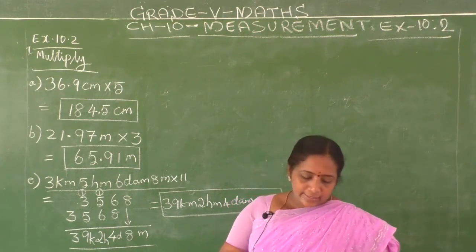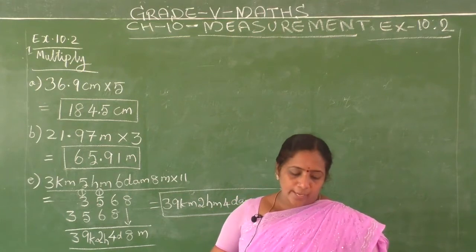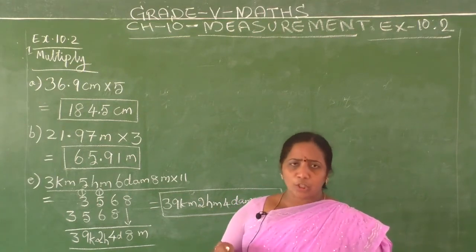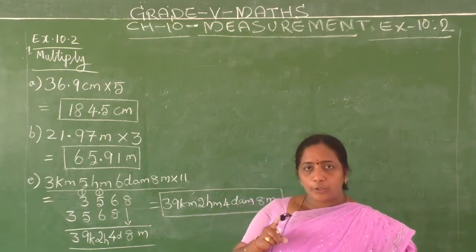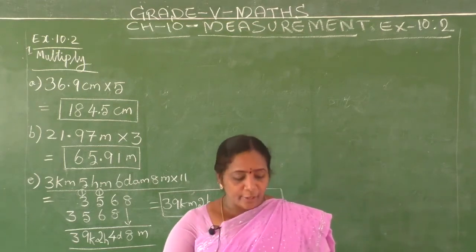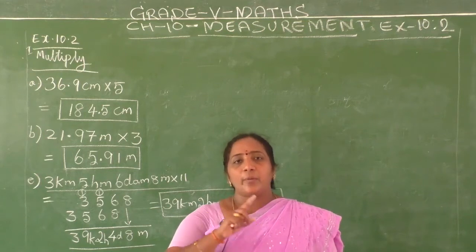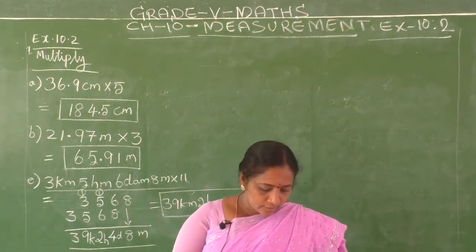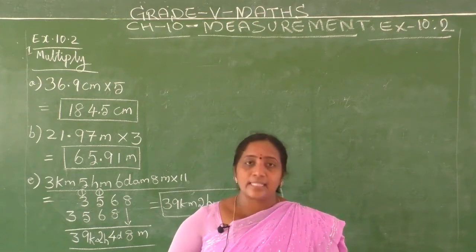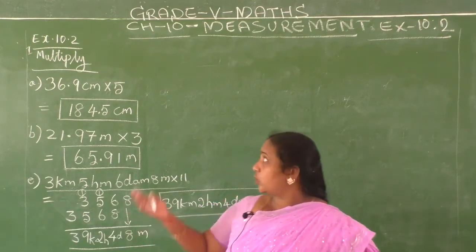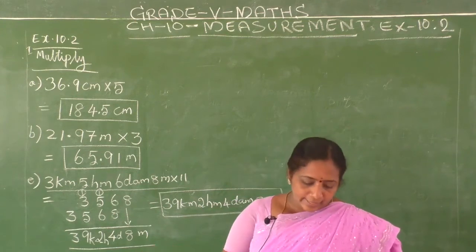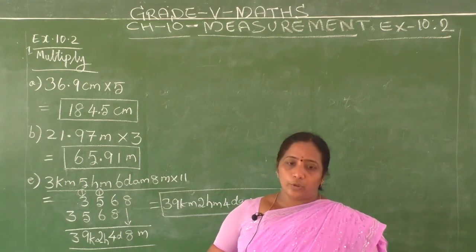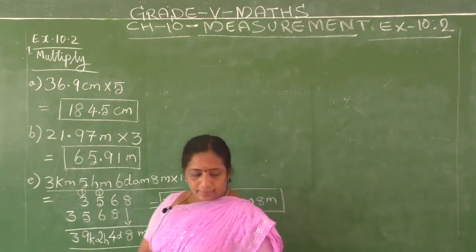In the book they didn't give the space, so you have to write this exercise in your class note. Already I told you, whenever you start this 10th chapter, write that measurement table. After completing exercise 10.1, you can start 10.2. They didn't give space in your book, so you have to copy in your class note. Okay, then second sum.